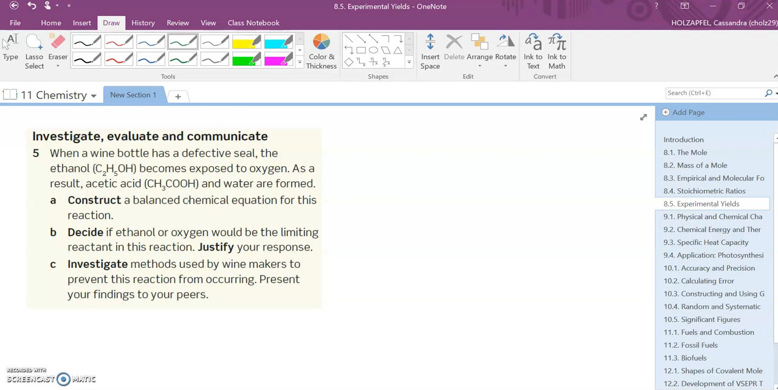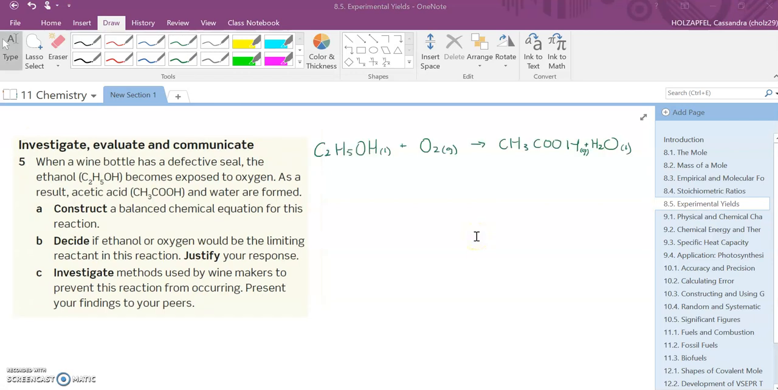All right, so I'm going to construct the balanced chemical equation off screen and I'll come back. Alrighty, so the balanced reaction is actually really simple. It's all a 1-to-1 molar ratio. For question B, obviously ethanol is going to be the limiting reagent. There's only so much ethanol in a bottle, but there's a lot of oxygen in the atmosphere. And I want you to go ahead and investigate some methods used by winemakers to prevent this reaction from occurring.